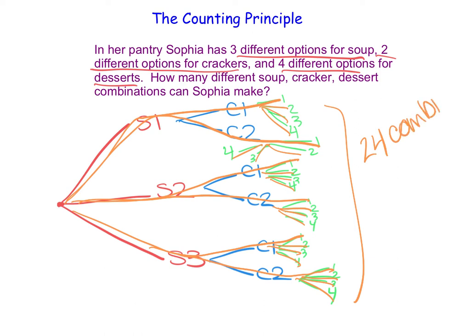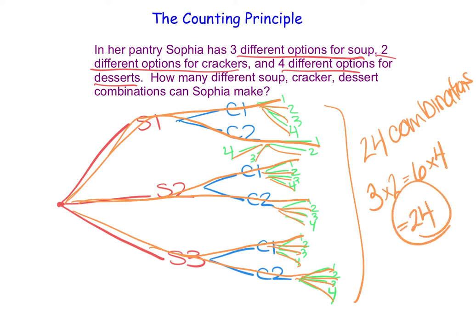Now on the previous slide, we noticed that we could just multiply the 3 times 5 and get our 15. So let's see if this works again. We had 3 times 2, which would give us our 6. But then we had another level added on with the 4, which gives us a total of 24. So the counting principle allows us to multiply by the number of options in each slot in order to determine our total number of combinations.